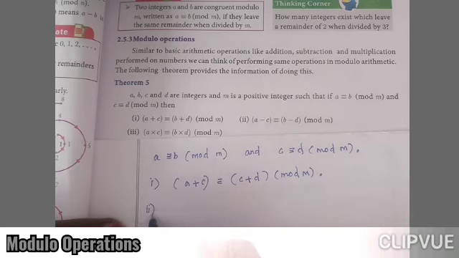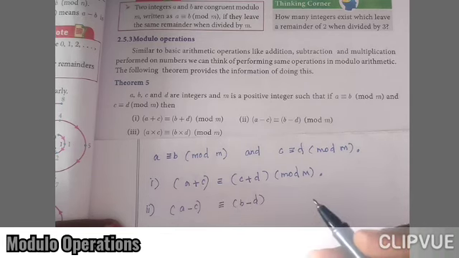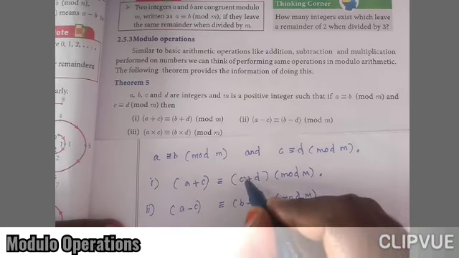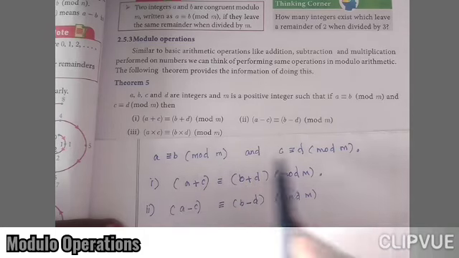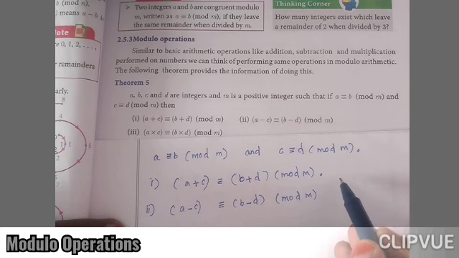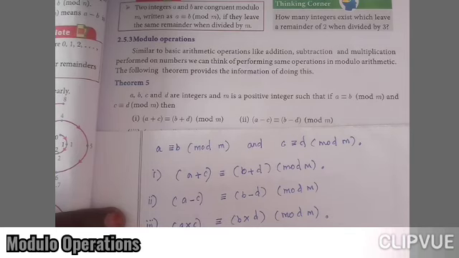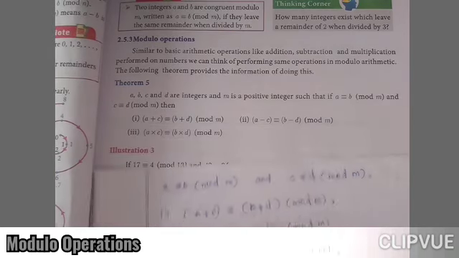This is addition. Second one, subtraction. A minus C congruent to B minus D mod M. I made a mistake here. This is B minus D, right hand side B minus D. So actually, B minus D mod M, here minus. And the third one, multiplication. A cross C congruent to B cross D mod M. Okay, if the divisors are the same, we can use this rule.